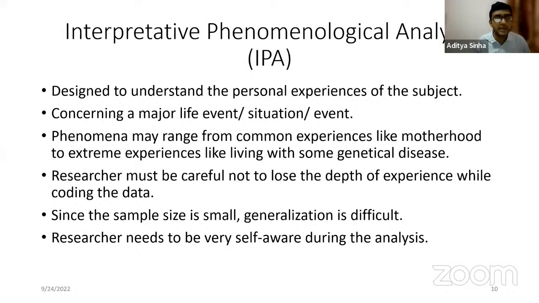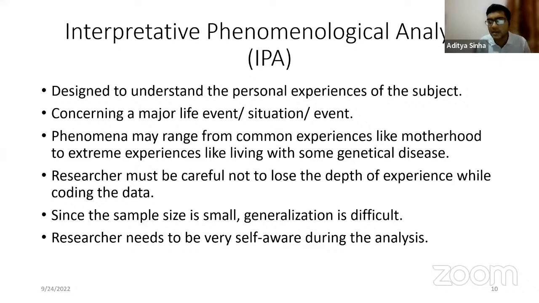Then the next thing that we have is interpretative phenomenological analysis. In short, it is called IPA. This IPA is designed to know the personal experiences of people. Suppose we are interested in knowing the personal experience of some people who have done something really extraordinary. Then we go for this type of analysis. Suppose a person has gone to the moon, and we want to see how he felt when he knew that he had gone to the moon for the first time. So we can study these aspects using IPA.